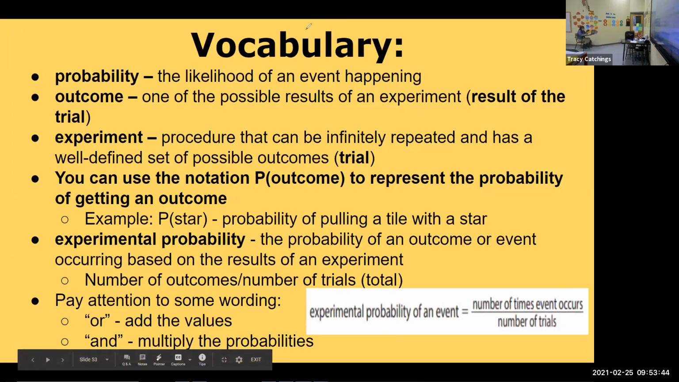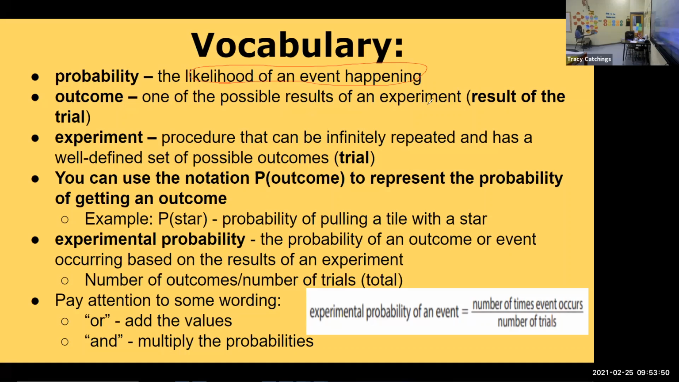A little more vocabulary, piggybacking from yesterday. Probability is the likelihood of an event happening. Outcome is one of the possible results of the experiment. If I have a coin, what's my outcome? Good job. And then an experiment is a procedure that is repeated. So if I was to take that coin and flip it 25 to 30 times, I now have an experiment. We can use a notation P of an outcome to represent the probability of getting the outcome. Sometimes when they want you to find the probability, they will put a big P, and in parentheses what they want you to find the probability of. So if I see P of star, that means to find the probability of how many times I pulled the star.